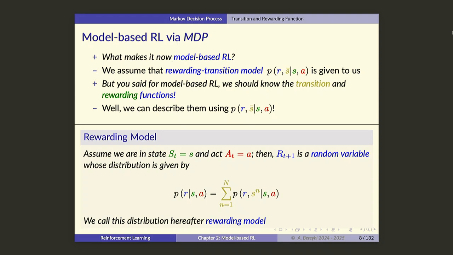So in the example of Frozen Lake, the possible cases for R are going to be -1, 0, 1, and then this distribution is a categorical distribution with 3 entries.